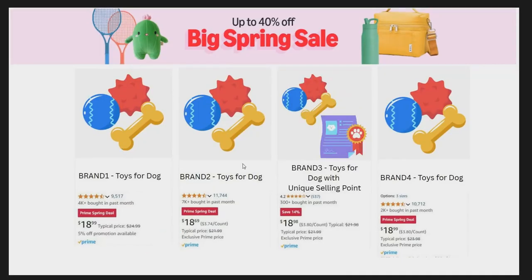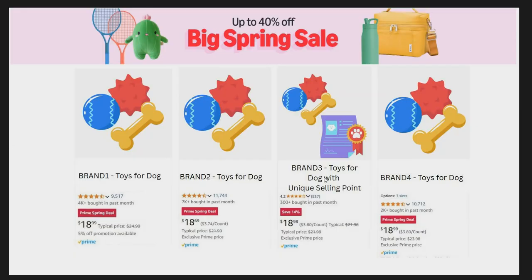Now, if we have the same 4 products, but this brand number 3 now has a unique selling point, they have something that makes their product unique compared to these other 3 products. Now, if you showed someone this screen here, they may be interested in clicking on brand number 3, at least clicking and having a look at what the product is. So even though these ones might have more reviews, lower prices, they see that this has something unique about it, and that may actually get them to click through to this brand number 3.